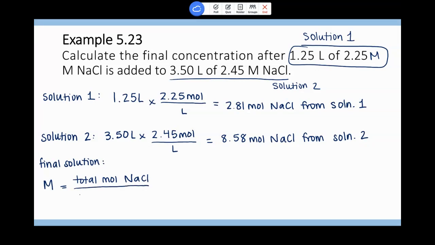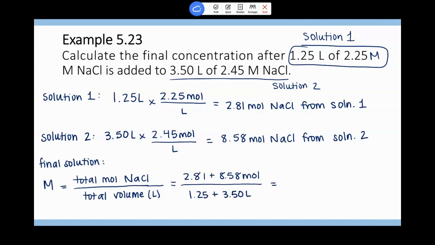is total moles of our solute, sodium chloride, divided by total volume in liters. So that's 2.81 plus 8.58 moles, and then our total volume is 1.25 plus 3.50 liters. That gives us a final molarity of 2.40.